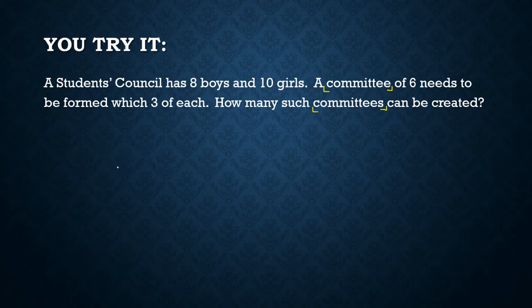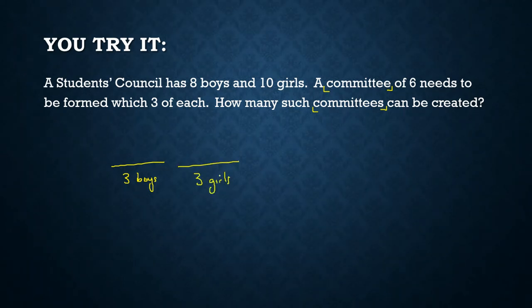Otherwise, follow along. So we have to choose the 3 boys, and then we have to choose the 3 girls. So how many ways can we choose the 3 boys? Well, there's 8 boys, and we're choosing 3 of them. Again, it's a committee, so does it matter? To choose the girls, there's 10 girls, and we're choosing 3 of them. There's 10C3 ways to choose our 3 girls.